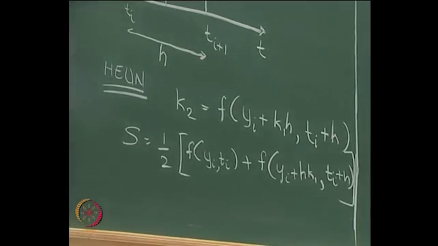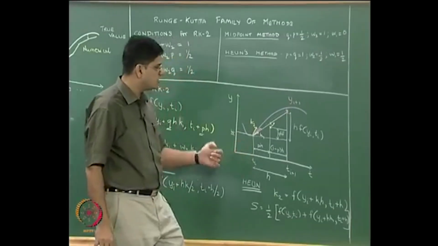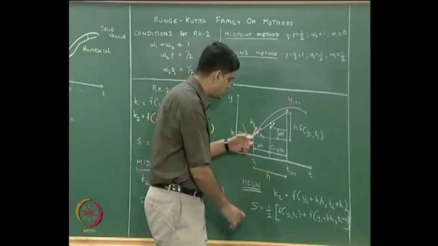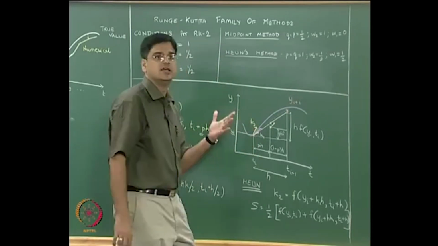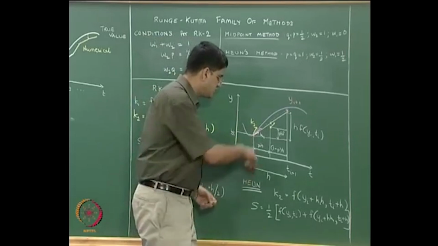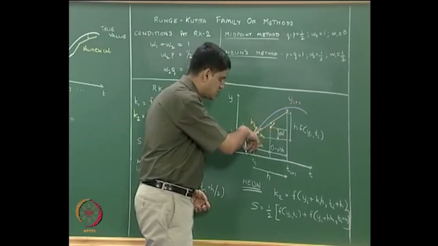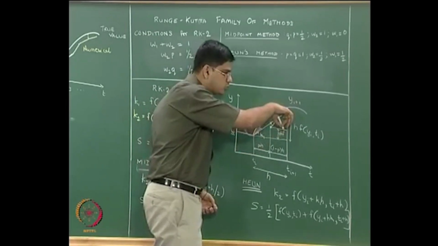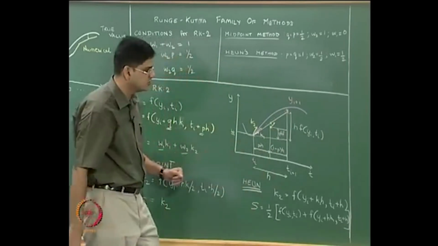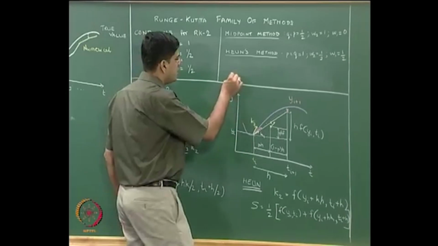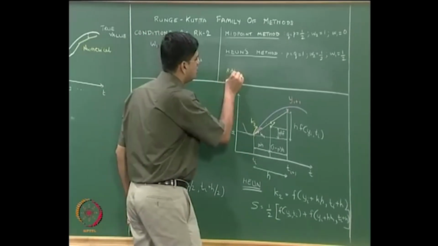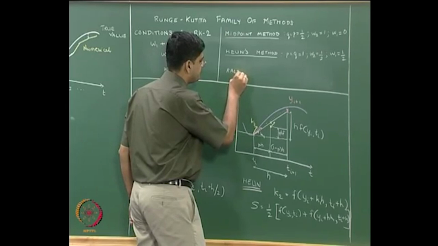Why I said that it's kind of equivalent to the trapezoidal method is because the red slope that we compute over here is nothing but an average of the slope K1 that is computed at this point and slope K2 that is computed at this particular point, okay. So that is going to be our Heun's method. There is another method called Ralston's method.